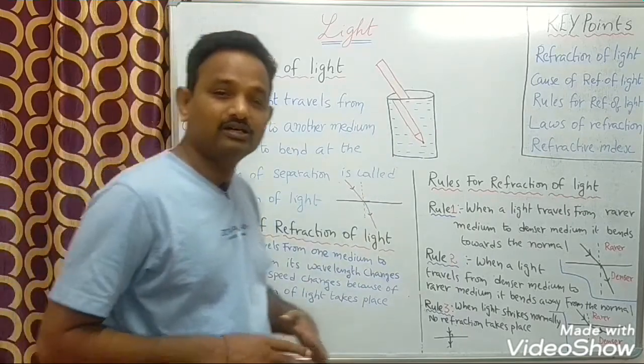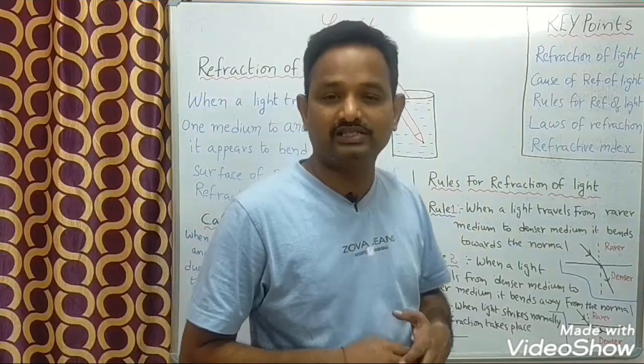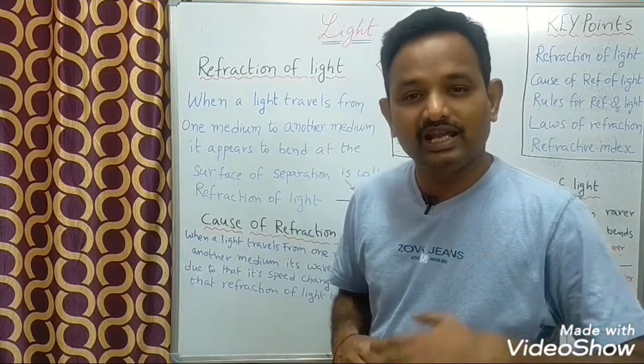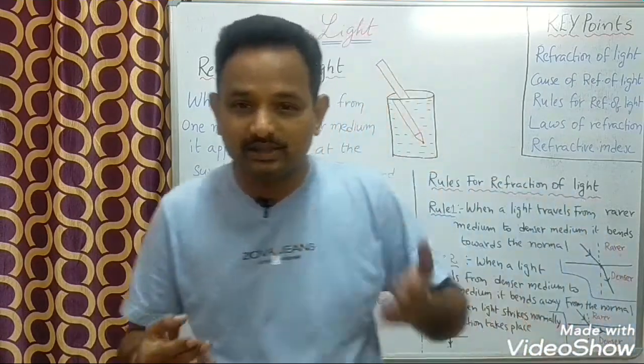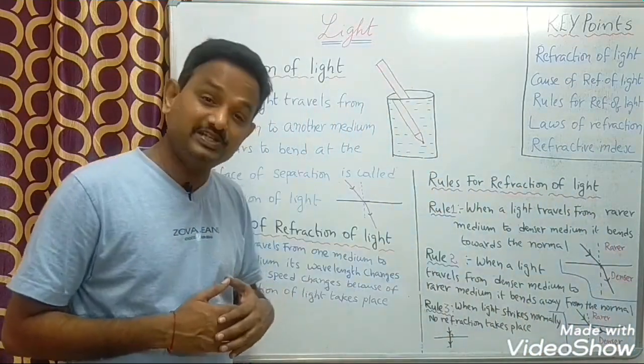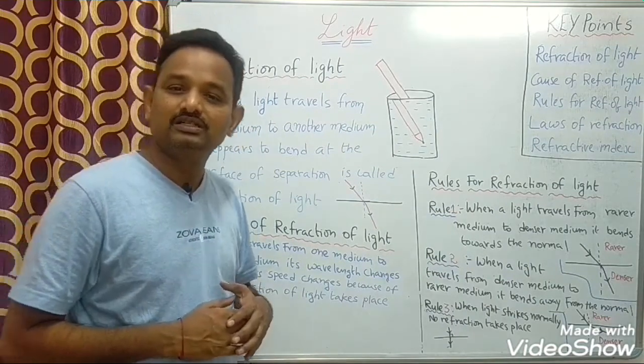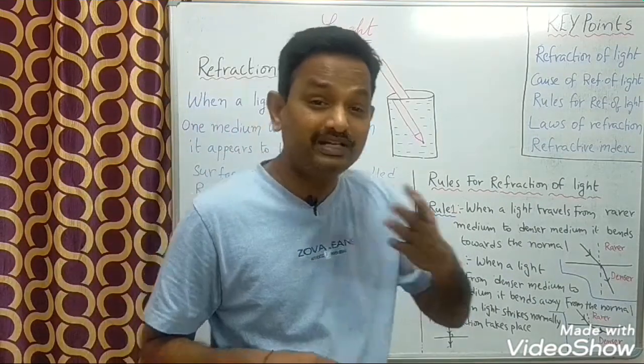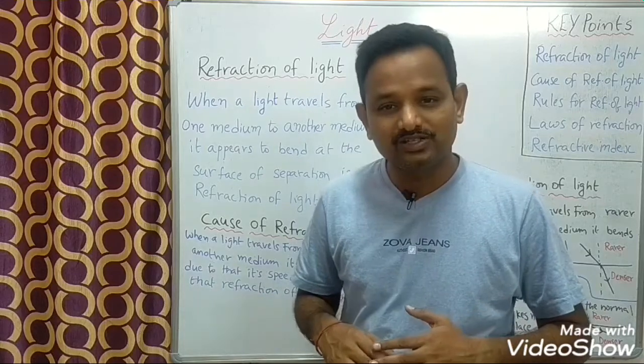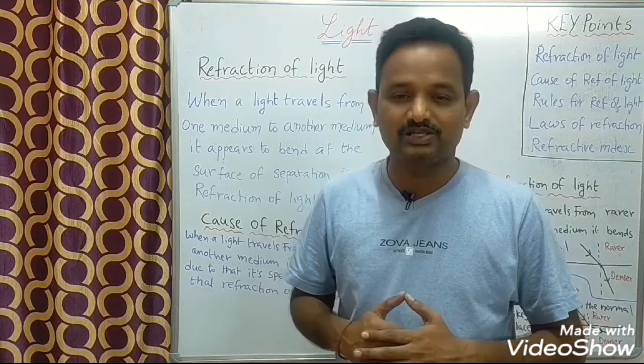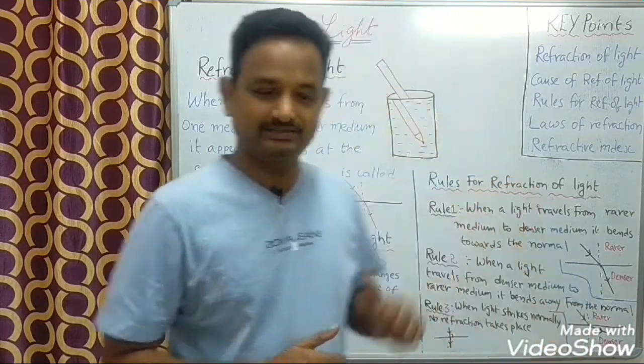What is the cause of refraction of light? When light travels from one medium to another medium, there is a change in wavelength. Due to that, its speed changes. Because of that, refraction of light takes place. Look here.